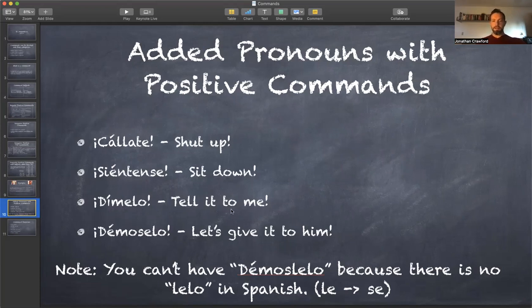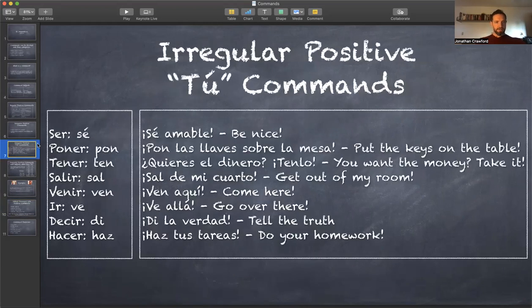Dímelo, tell it to me. It's kind of like saying, tell me it. Dímelo, tell it to me. It's di because decir is one of the irregular ones. So it's an irregular tú command. Decir, right here, turns into di. Di la verdad. Tell the truth.